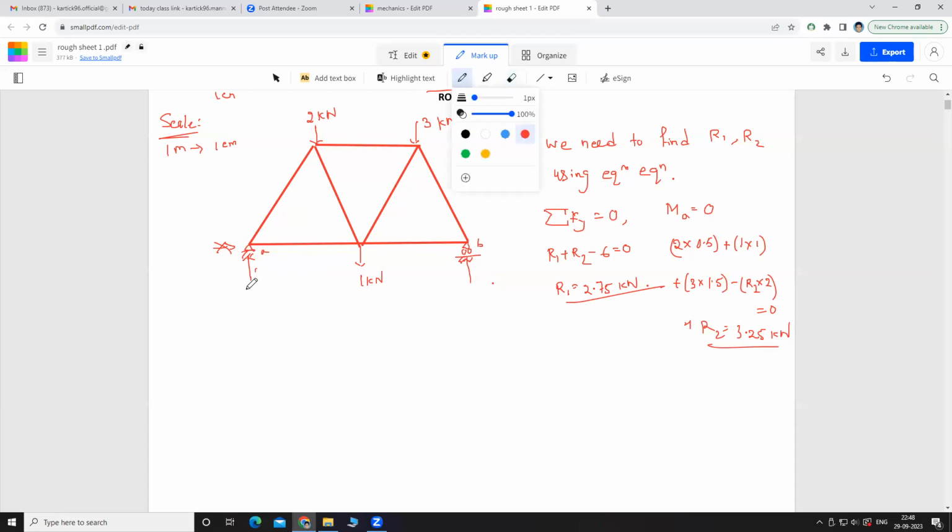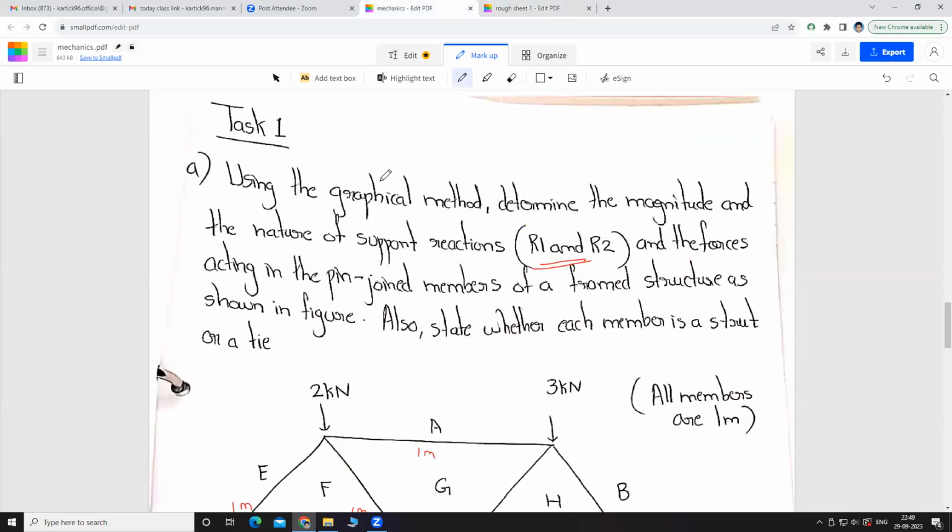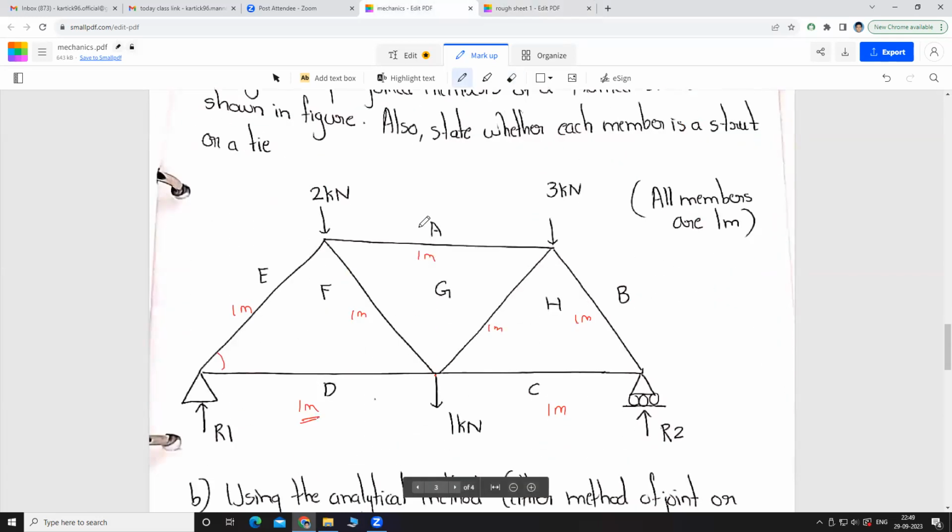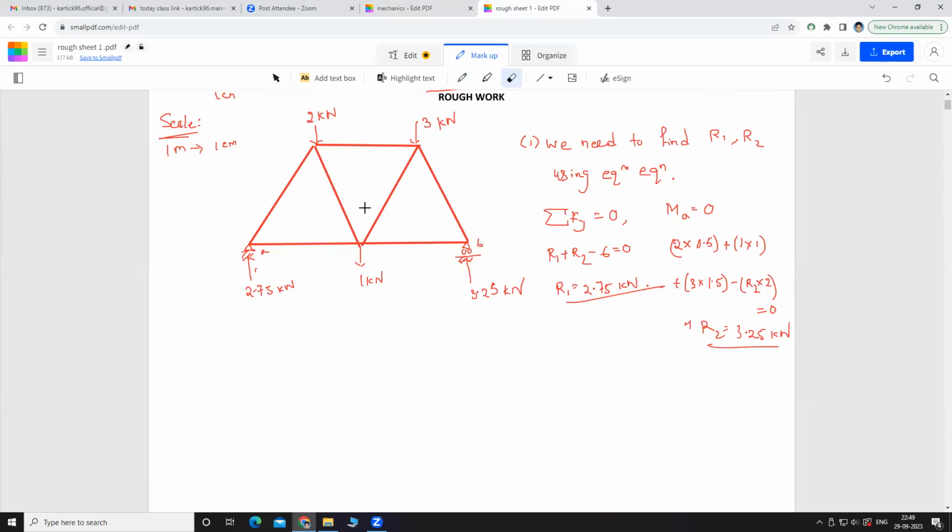So R1 is 2.75 kN and R2 is 3.25 kilonewton. Here, no horizontal forces there. Now look, here they have mentioned these things A, B, C, D, E, F, G, H. So we need to do that. What is the procedure for that? That is our first step.